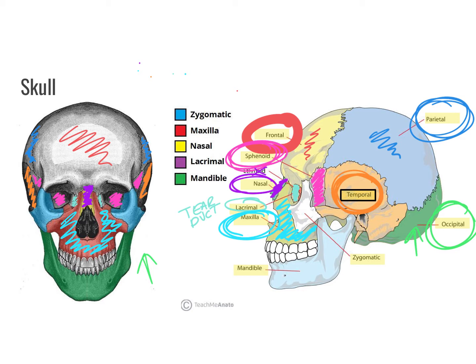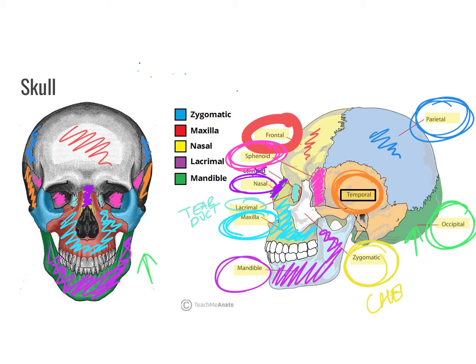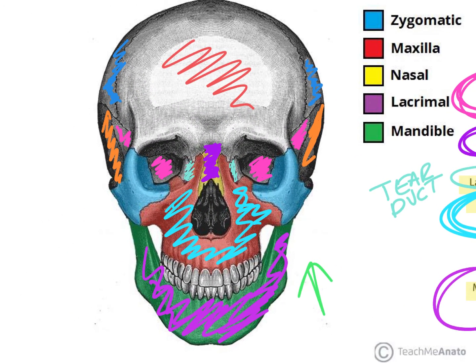Then we have your mandible, which is your lower jawbone. There's your mandible, and in this image, it's right there. And then we have your zygomatic, which is your cheekbone. That is this one that I'm coloring in yellow, and on this view, I'm going to color it over with yellow. That is your zygomatic bone.